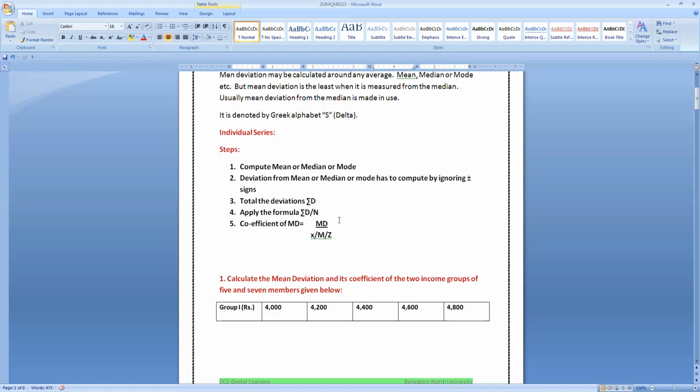Then in case of individual series, we have to total all the deviation values. Then we should apply the formula, that is sigma d by n, for the absolute measure. For the coefficient measure, it is mean deviation divided by mean, median or mode. Whichever average we have taken the deviations from, we should divide by that average. If we have done the deviations from the median, we should divide only by the median, or likewise by the mode.